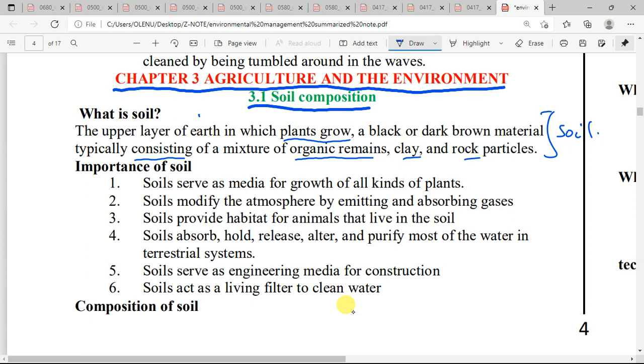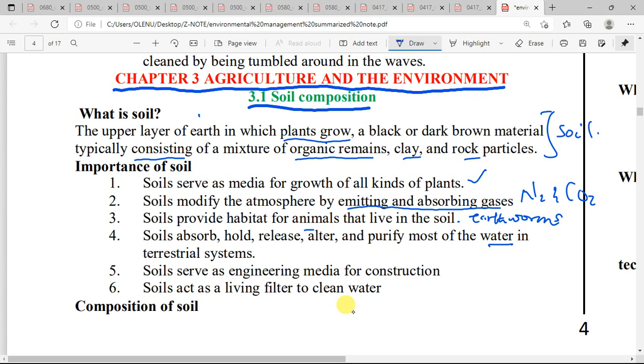Now, soil has several importance, and the major importance of soil is that it serves as a medium for plant growth, and soil also helps to modify the atmosphere by emitting and absorbing gases such as nitrogen and carbon dioxide. Soil provides habitats for animals that live in the soil, mainly earthworms. You find out that soil absorbs, holds, releases, alters, and purifies most of the water within the terrestrial ecosystem.